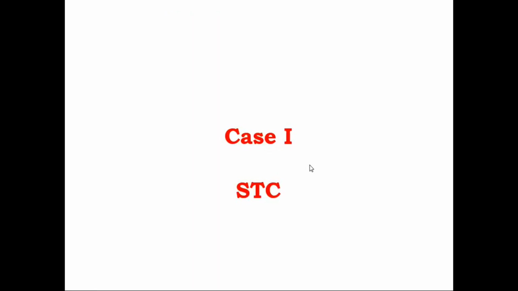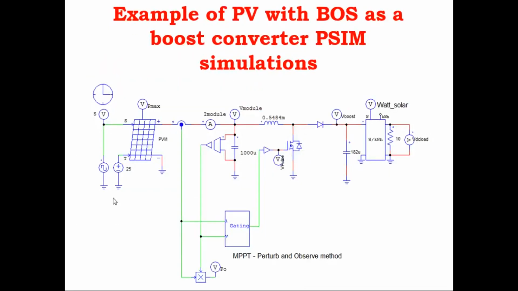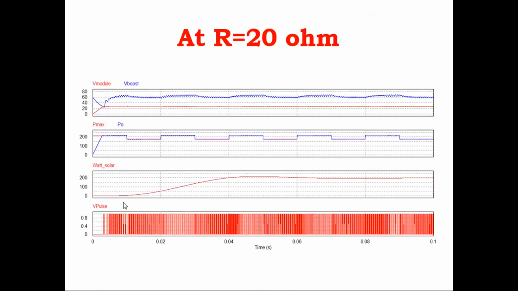So case one is the standard test condition. It means the input of this diagram has 1000 watt per meter square radiation and 25 degree centigrade temperature. It has been fixed, and my R is 20 ohm. In the previous section, we demonstrated with the change in radiation. In this lecture, I demonstrate the same with the change in the load pattern. Means my radiation and temperature are fixed and my load is 20 ohm.